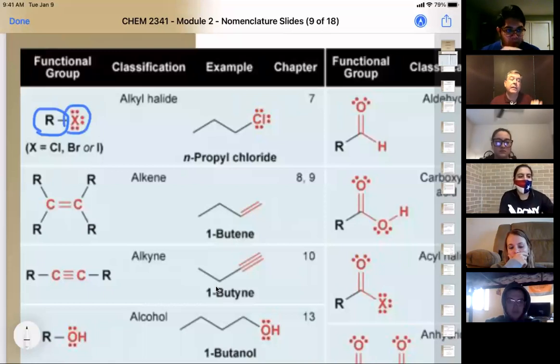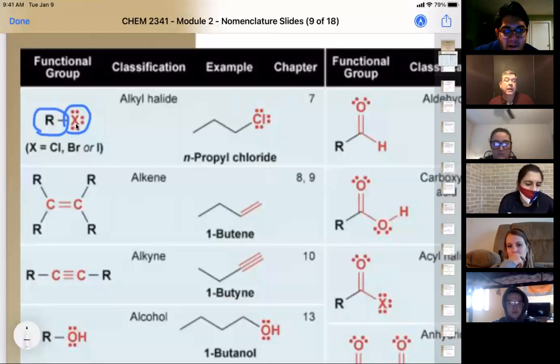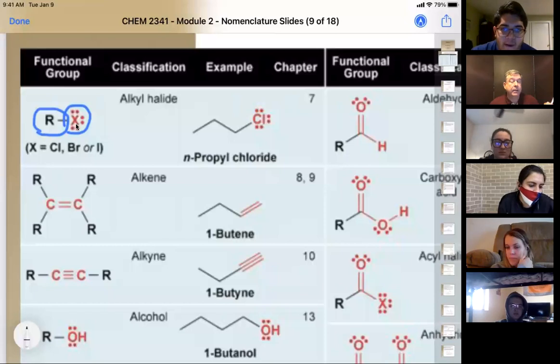So get used to the idea that R could be anything, but we can't name specifics until we know exactly how many carbons there are. But the next most important thing is what the functional group is here. In this case, we have a halogen, and it could be chlorine, bromine, or iodine, and it's attached to an alkyl group. And so that's going to be given the name alkyl halide.